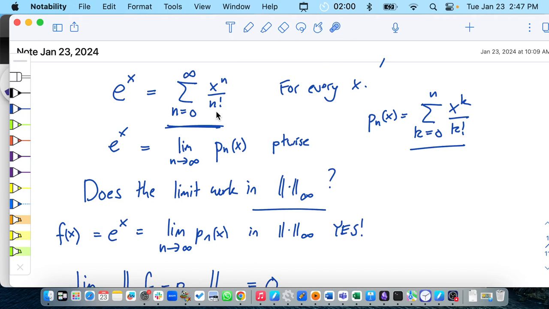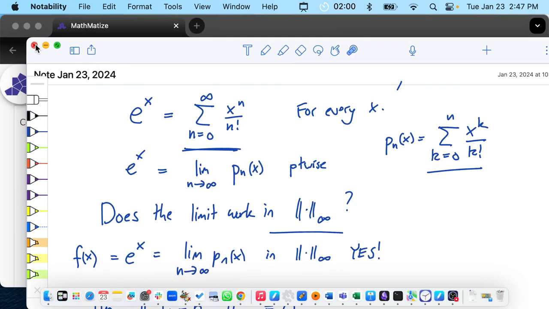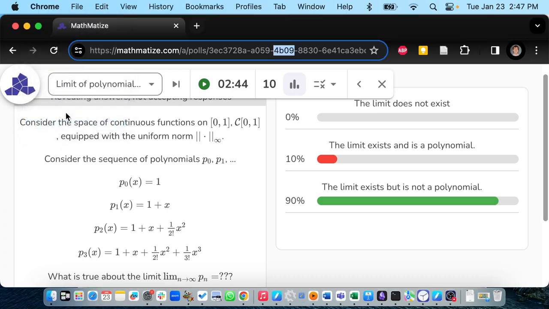But it works for every x. In particular, when x equals 1, you get that the infinite sum is e. So this infinite sum down here, I also cannot scroll. Okay, I'm starting to see the magnitude of the problem. Okay, let me reopen this. Did we just get a line over here? Okay, let's close this and try again. Close. Quit.